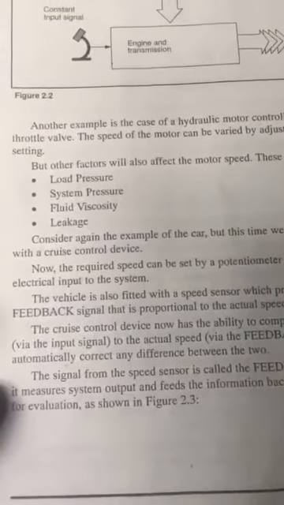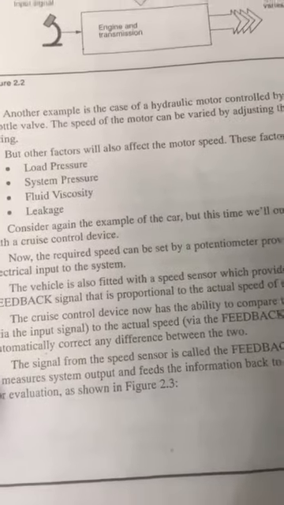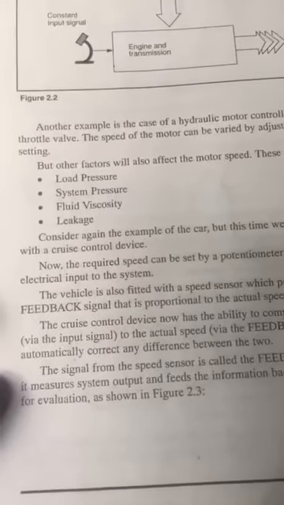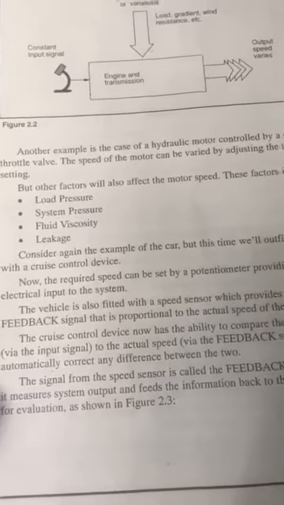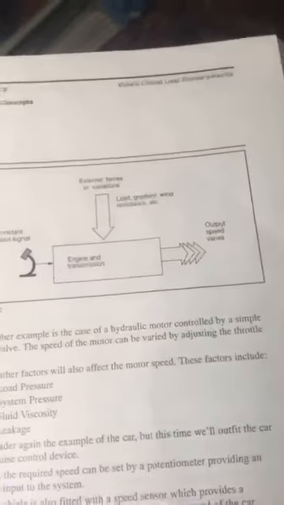Another example is the case of a hydraulic motor controlled by a simple throttle valve. The speed of the motor can be varied by adjusting the throttle setting. But other factors will also affect the motor speed. These factors include load pressure, system pressure, fluid pressure, and leakages.